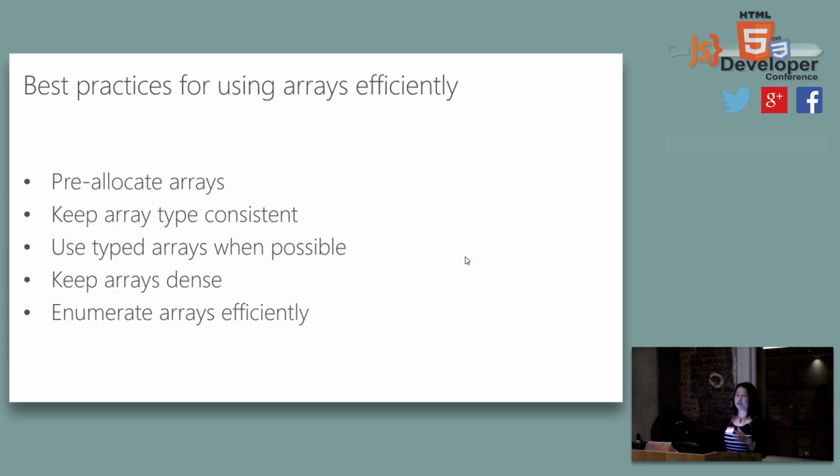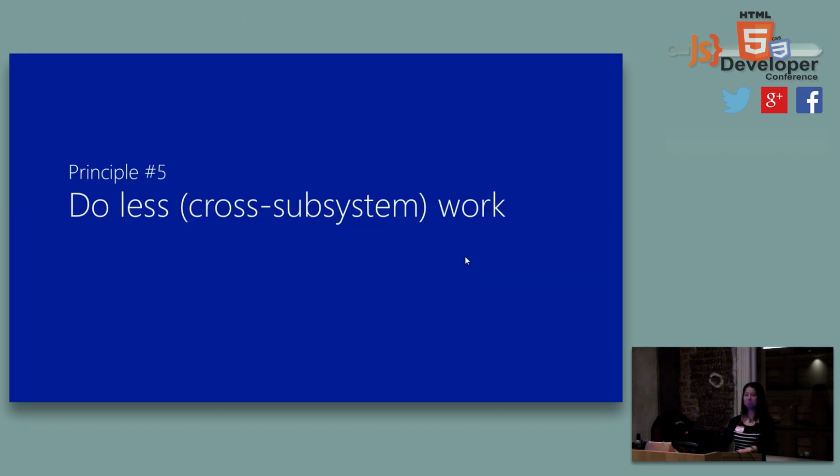Okay, so a few things, best practices for summary. Pre-allocate all the arrays. Keep array type consistent, right? If it's integer, integer. If it's string, string. If it's floating, floating. Use the typed array, floating or integer, whenever possible, because you're taking advantage of the modern JavaScript engine, right? It will be faster. And enumerate arrays efficiently. This is also another tip for you. Sounds good? Okay.